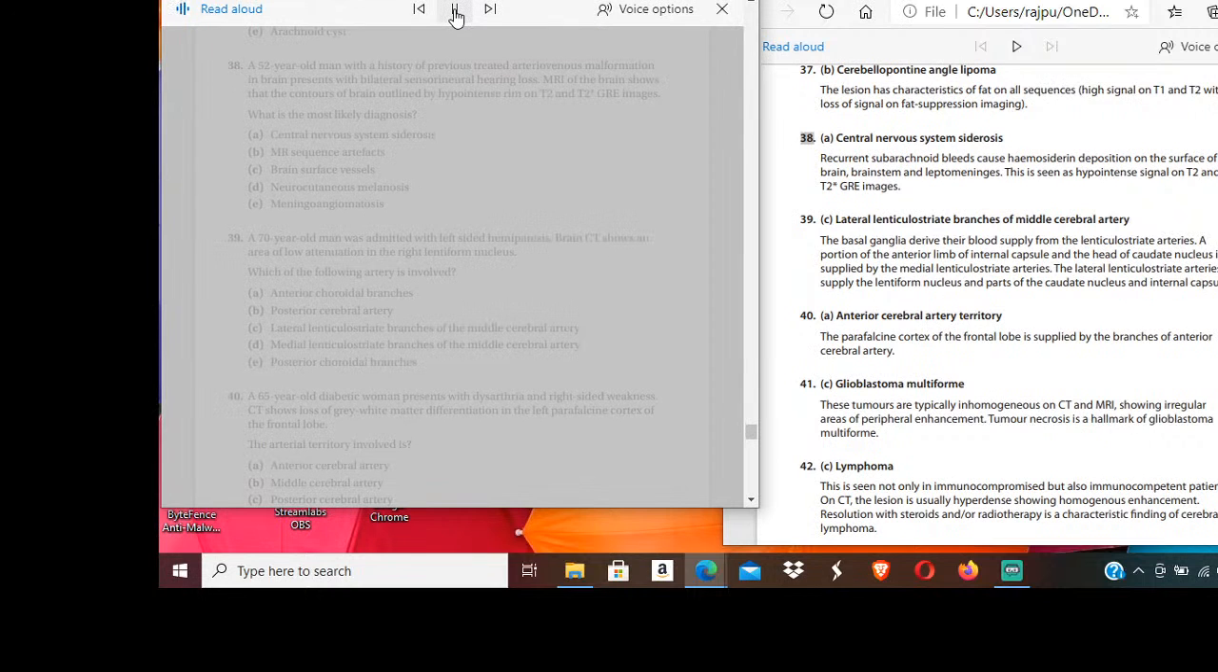38. A 52-year-old man with a history of previously treated arteriovenous malformation in the brain presents with bilateral sensorineural hearing loss. MRI of the brain shows that the contours of the brain are outlined by a hypointense rim on T2 and T2* GRE images. What is the most likely diagnosis? A. Central nervous system siderosis. B. Mr. C.